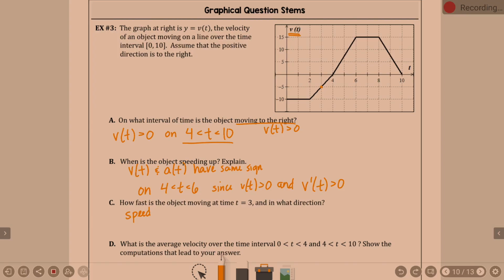And so speed is the absolute value of velocity, right? And the absolute value of v at 3 is 5. Okay, and it is moving in a negative direction. So you could say moving, what did they say? Assume that positive is right. So yeah, moving left, since v of 3 is less than 0. Okay. So we don't have to put units. They didn't give us units, did they? So no.